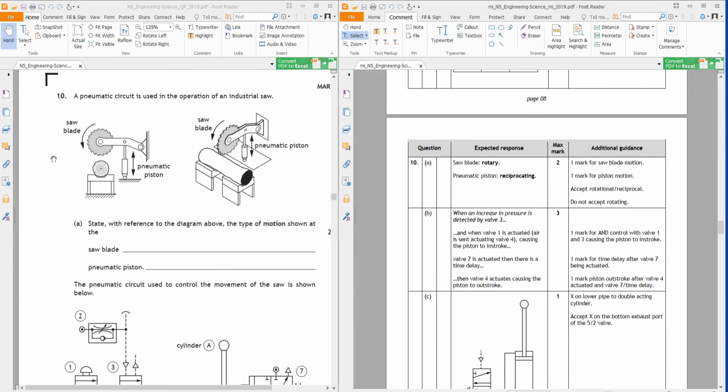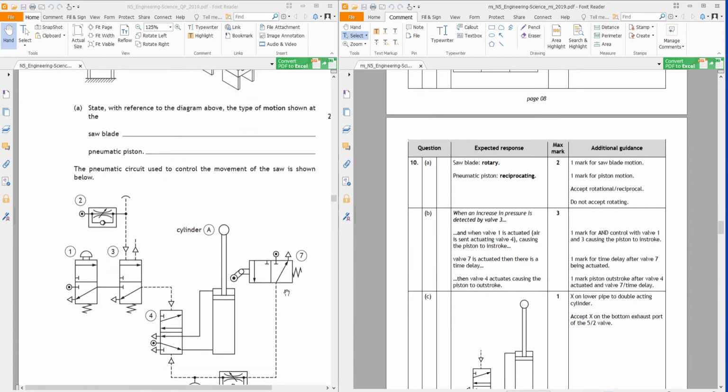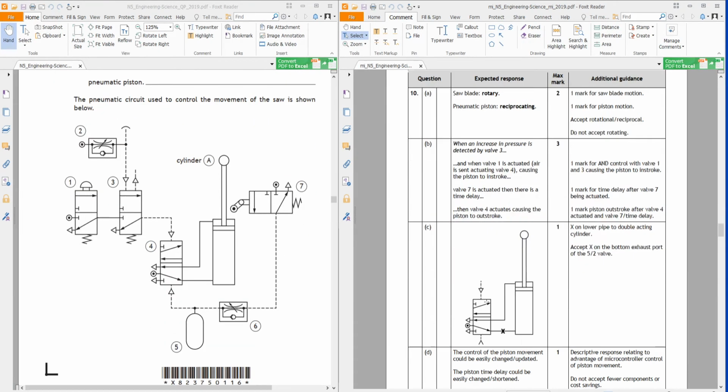Right, the saw blade is going round and round. That's rotary. The piston goes back and forth. That is reciprocating. Okay. For the cylinder to in-stroke slowly, there needs to be a restrictor here, a unidirectional restrictor here. To outstroke, if it was outstroking slowly, it would be in this pipe here.